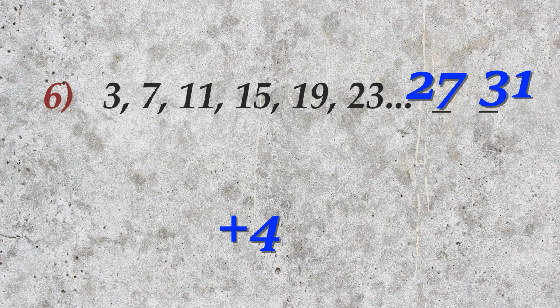Task number 6. Here the pattern is also very simple. All numbers increase by 4. This means that the pair of missing numbers is 27 and 31.